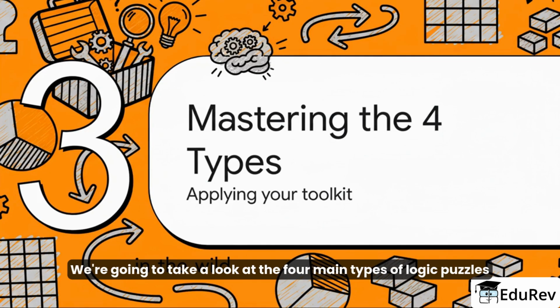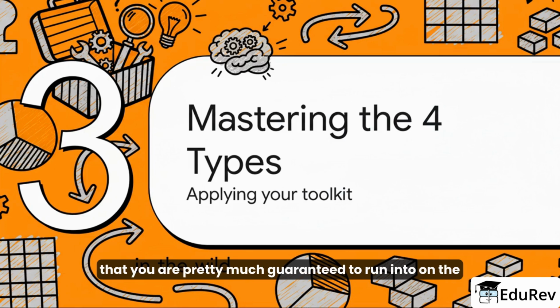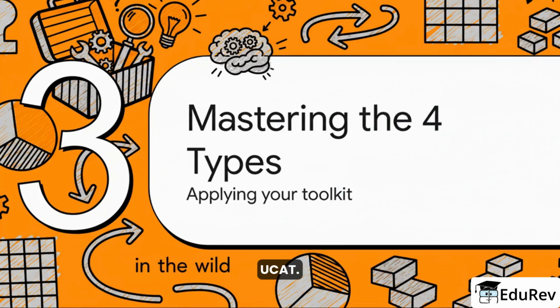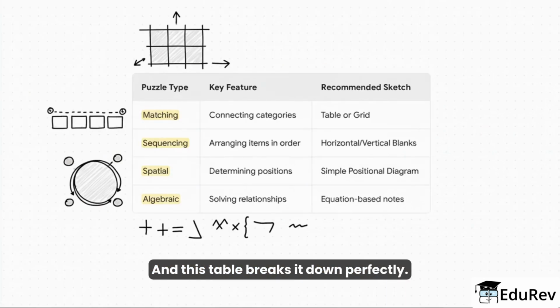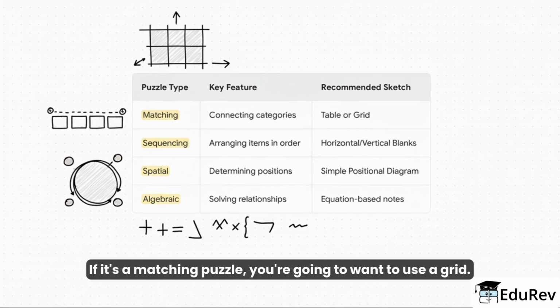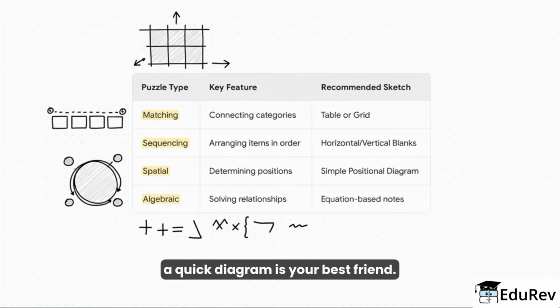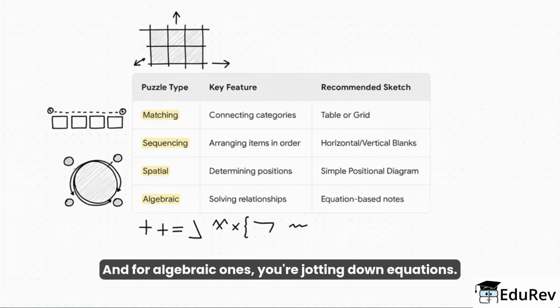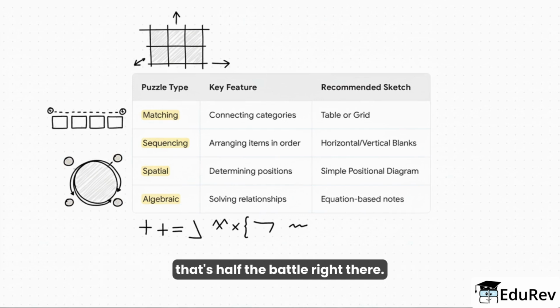We're going to take a look at the 4 main types of logic puzzles that you are pretty much guaranteed to run into on the UCAT. And this table breaks it down perfectly. If it's a matching puzzle, you're going to want to use a grid. For sequencing, just draw some simple blanks. For spatial puzzles, a quick diagram is your best friend. And for algebraic ones, you're jotting down equations. Honestly, just picking the right sketch for the right puzzle, that's half the battle right there.